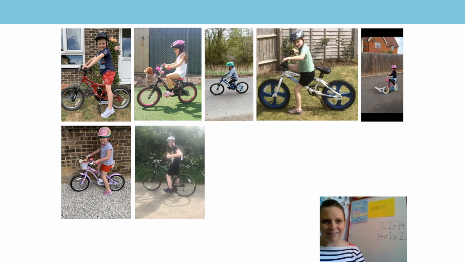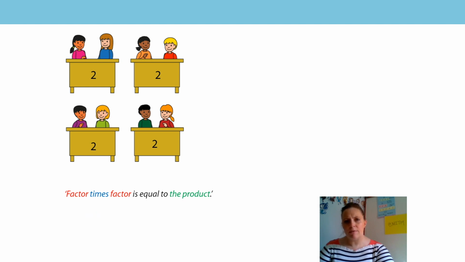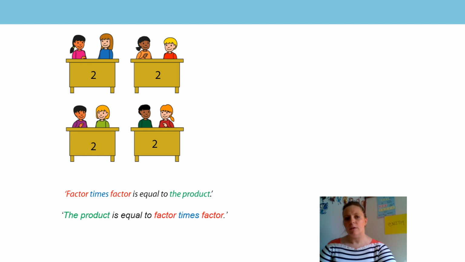Great job, everybody. Ah, I told you you'd see these generalizations again. And look, here they are. Let's say them together so we can keep them in our minds as we go through this picture. So let's have a look at factor times factor is equal to the product. Did you say it with me or did you forget? Let's do it again. Factor times factor is equal to the product. The product is equal to factor times factor. I didn't hear you again. The product is equal to factor times factor. Okay, we've got them, haven't we? We're going to keep them right in here.